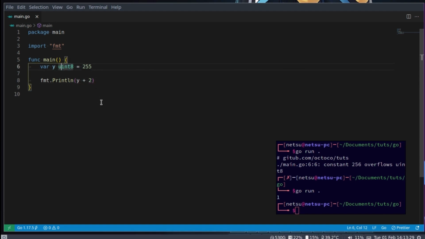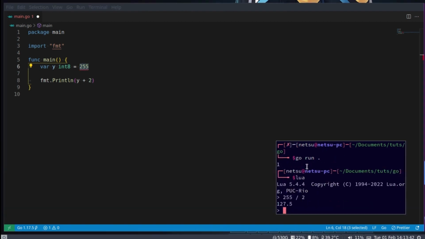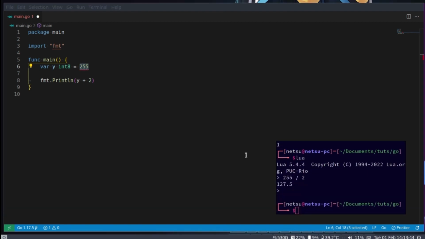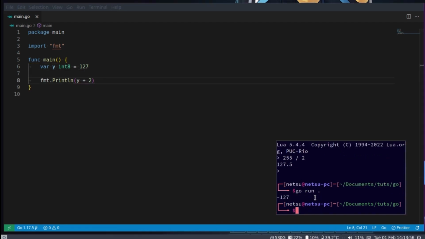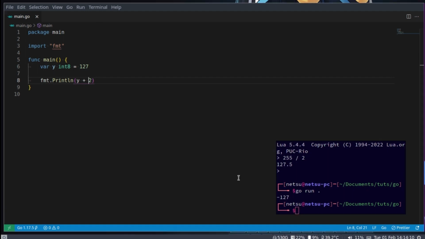And if we were to remove this uint and just make it int8, then now it would be 255 divided by 2, about 127. So let's try that. Okay. As you can see, it's limited to 127. But now if we add 2 to it, then we get negative 127. The reason for this is because it starts over. So that's something you should be careful with.